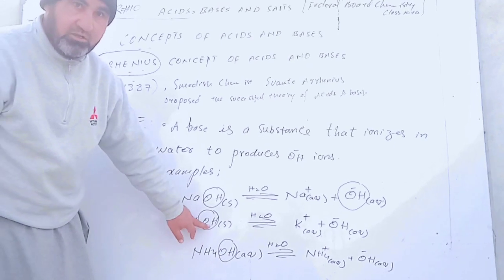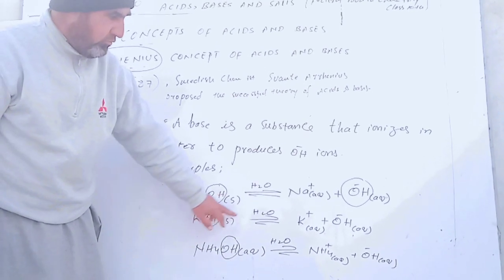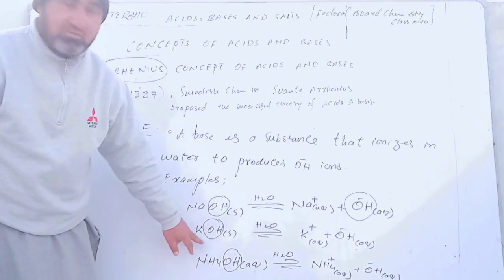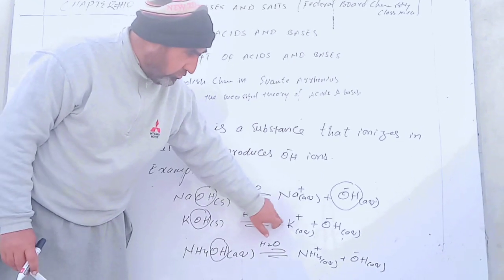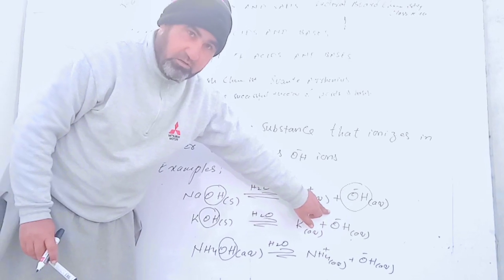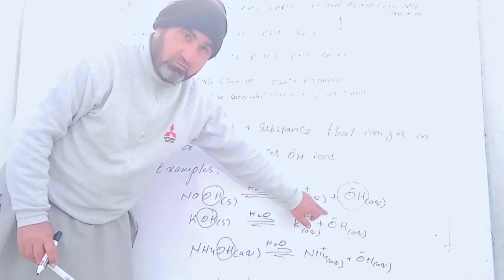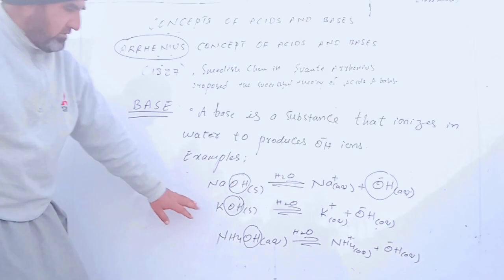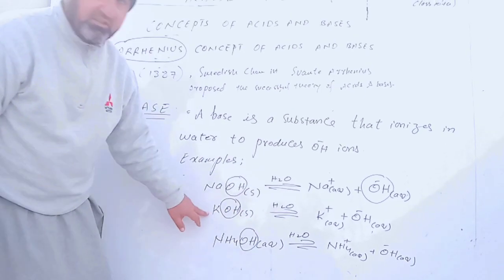This is the potassium hydroxide. And when the potassium hydroxide is dissolved in water, it will give potassium and hydroxyl group. This hydroxyl group also shows the base. So this shows that this one is the base.